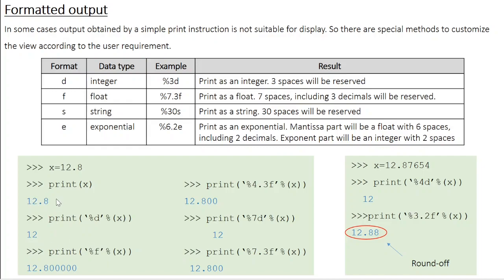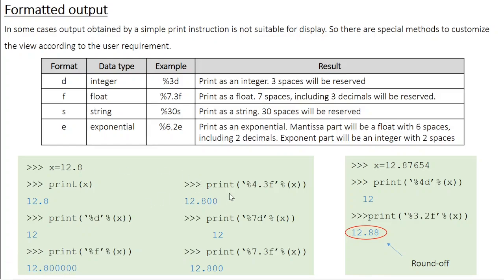Same if you want to print it as a float. So you say print, quotation %f, quotation close, % x. So the moment Python sees %f, it knows that it should be printed as a float. And as I said in the earlier classes, the default number of decimal points for a float data type is 6. So your answer will be printed with 6 decimal points. You have only 1 decimal point, so the remaining decimal points will be filled with 0. So you have 12.8 followed by 5 zeros.